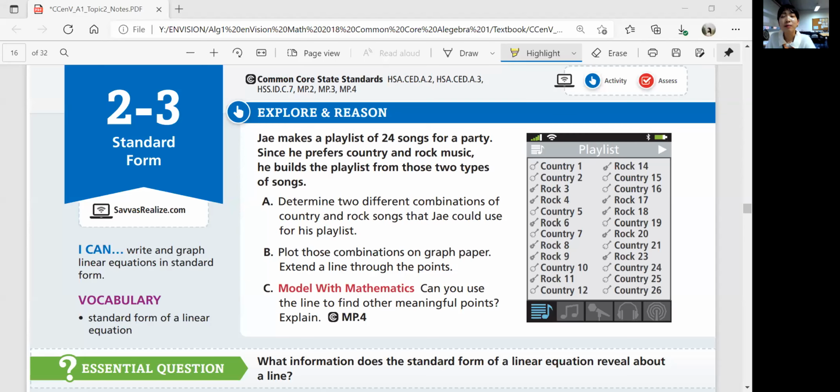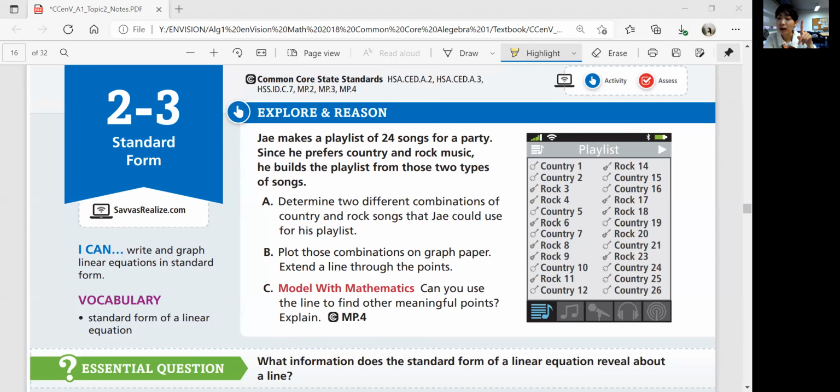Hi guys, this is Algebra lesson 2-3. In this lesson called standard form, you will be able to write and graph linear equations in standard form. You will also use linear equations in standard form to interpret the x and y intercepts in the context of given data. So first you need to remember what the x-intercept means and also the y-intercept. And the new vocabulary we're going to learn today is the standard form of a linear equation.